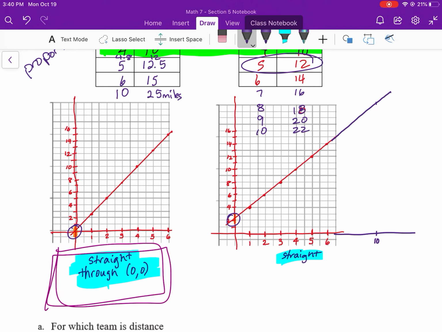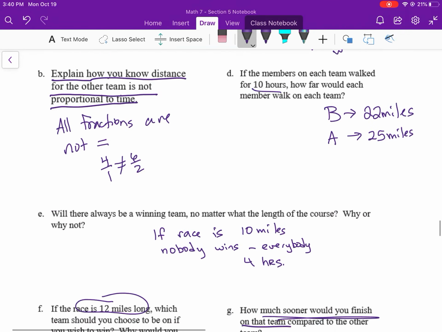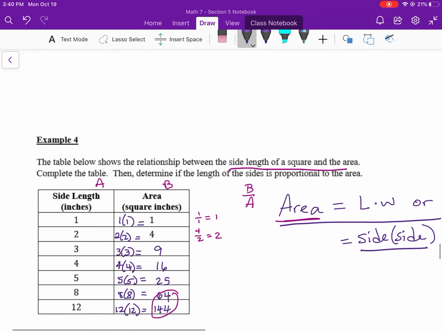So we noticed that when we have a proportional relationship, these two things are very important. We have to have straight lines, and it has to go through the origin, which is 0, 0. Notice this one on the right, it is straight, but it doesn't go through the origin. It goes through the point 0, 2. So that is not proportional. So the graph shows that it's not proportional because it doesn't go through the origin. It has to have both in order for it to be true.